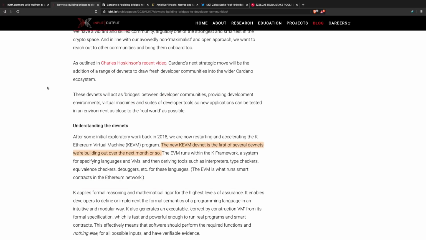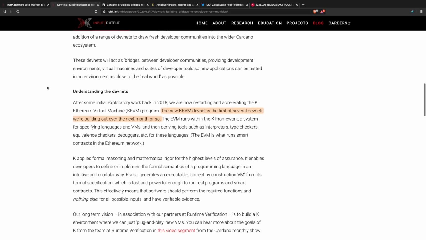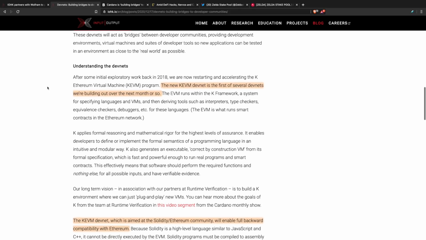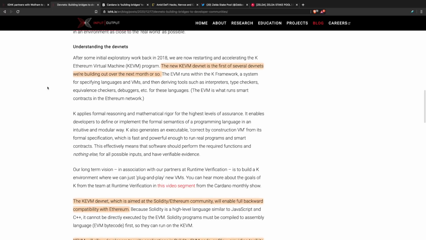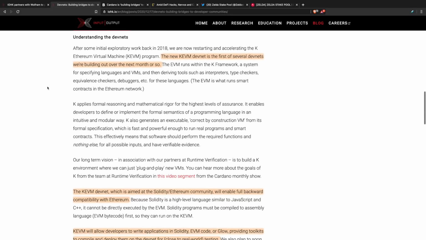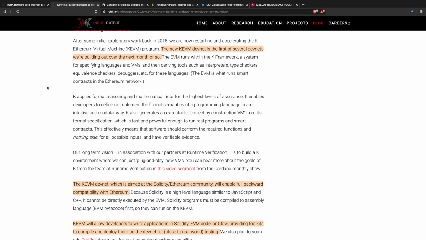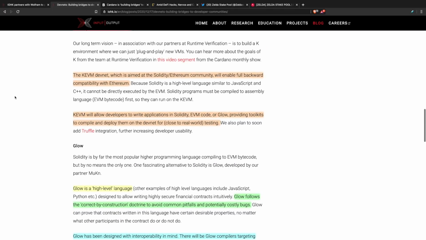Now, K is a semantics framework, which is a system for specifying languages and virtual machines. K applies formal reasoning and mathematical rigor for the highest levels of assurance. It enables developers to define or implement the formal semantics of a programming language in an intuitive and modular way. The KEVM DevNet, which is aimed at the Solidity and Ethereum community, will enable full backwards compatibility with Ethereum. So this is going to allow for real-world testing for those who are interested in writing applications on Cardano.